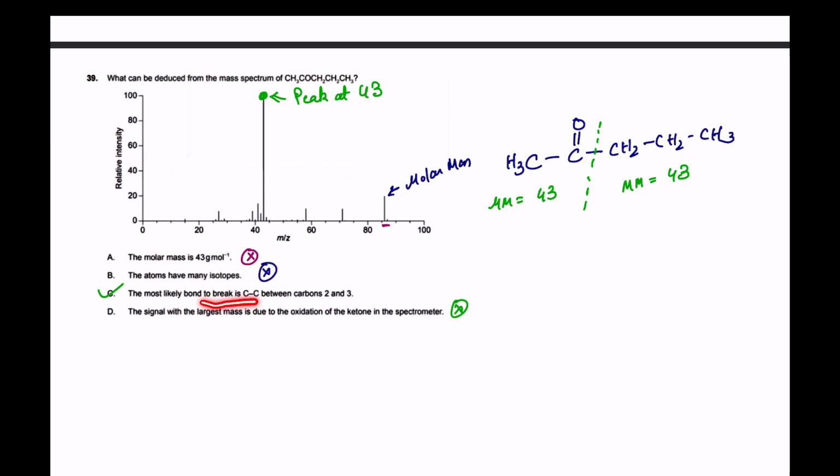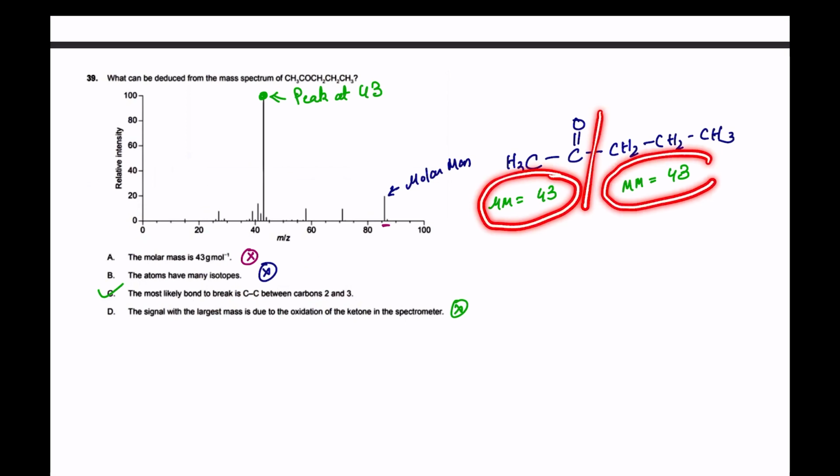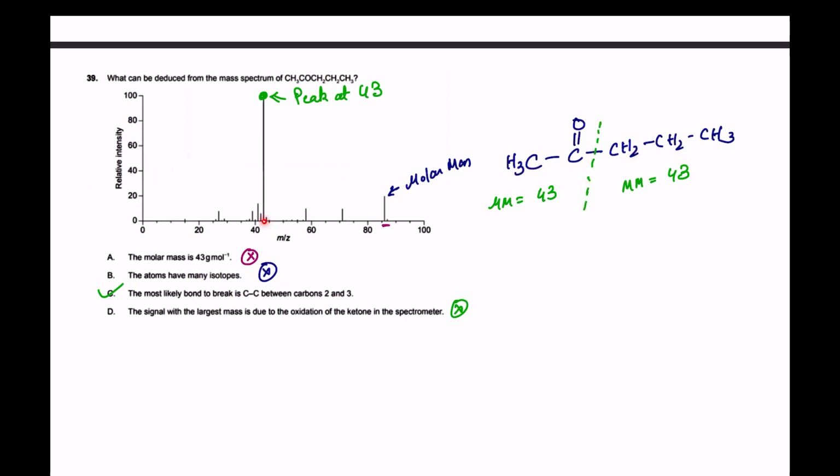The most likely bond to break is the C-C bond between carbon 2 and 3. Let's try to check this option. If you draw this compound, 1, 2, 3, 4, 5, they are saying that this bond will break. Let's try to break it. If you break this bond, this side will have a molar mass of 43. This side will have a mass of 43, and we have the highest peak at 43 only. The highest peak is at 43. So obviously this bond is most likely to break in this mass spectrum analysis. So option C is the correct answer to this question.